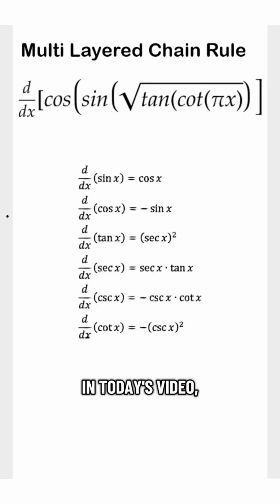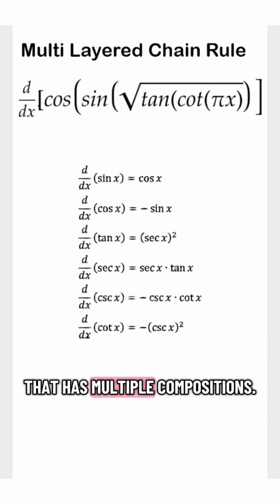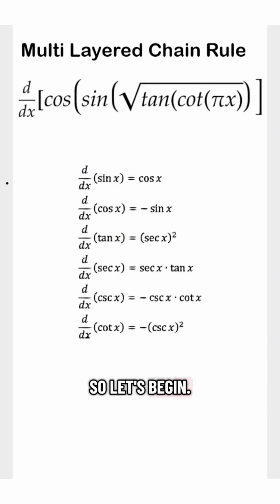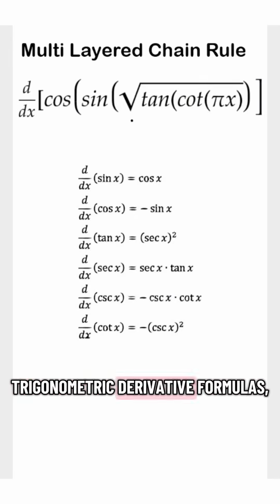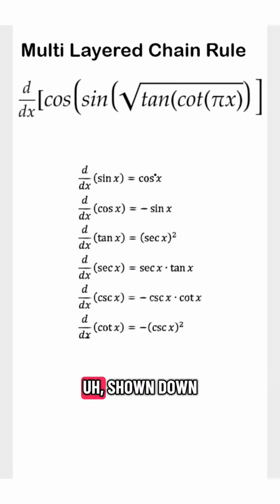In today's video, I'm going to be discussing the chain rule with a function that has multiple compositions. So let's begin. So right here we have the derivative of cosine of sine of square root of tangent of cotangent of pi x. So to help us solve for this derivative, we're going to be using some trigonometric derivative formulas shown down here. If you want to remember them, you can screenshot or just write them down. But I'm going to move on in 3, 2, 1.